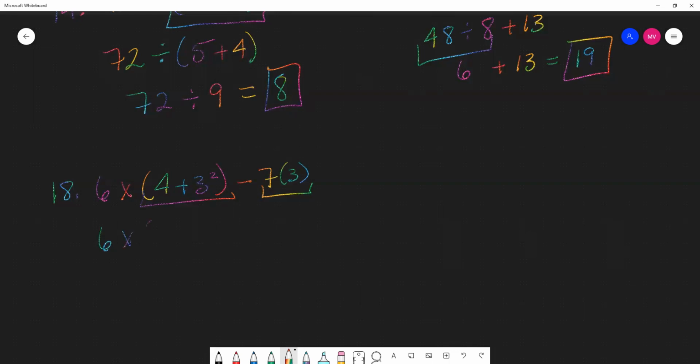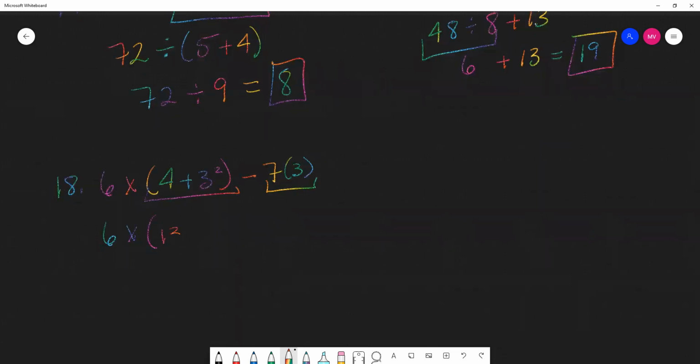6 times 4 plus 3 squared. So what's 3 squared? 9. Very good. 9 plus 4 is? It's 13. Minus 21. So our next step is our multiplication, which I didn't need to leave the parentheses, but I did, whatever. All right, so 6 times 13 is 78. Minus 21 is 57.